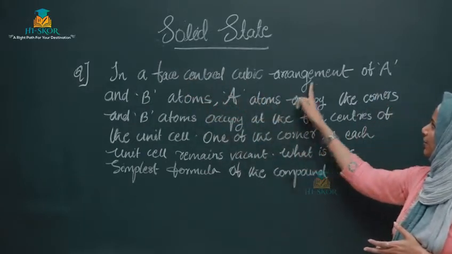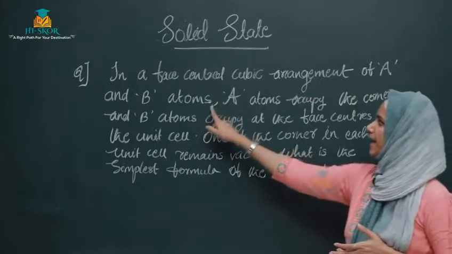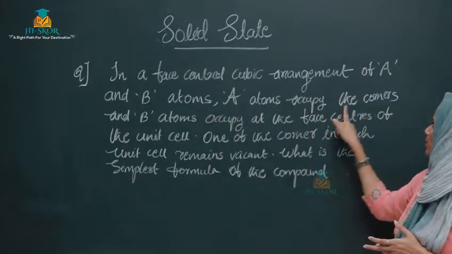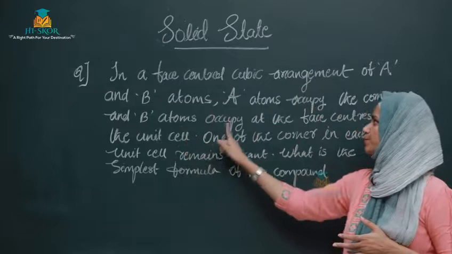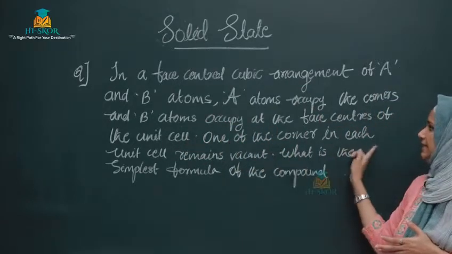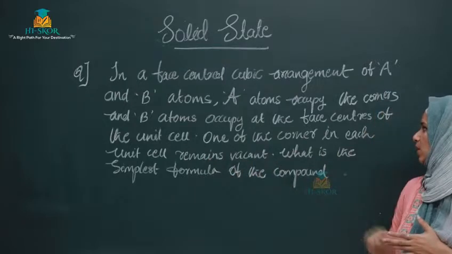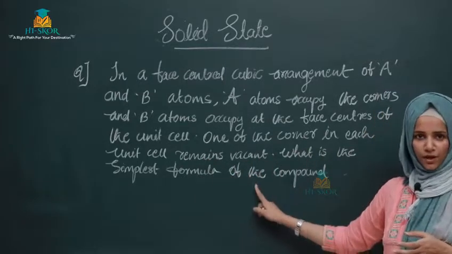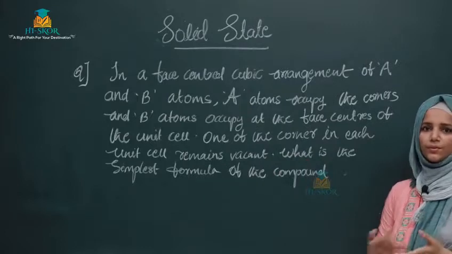In a face-centered cubic arrangement of A and B atoms, A atoms occupy the corners and B atoms occupy the face centers of the unit cell. One of the corners in each unit cell remains vacant. What is the simplest formula of the compound? So this is the question. How will you do the answer?